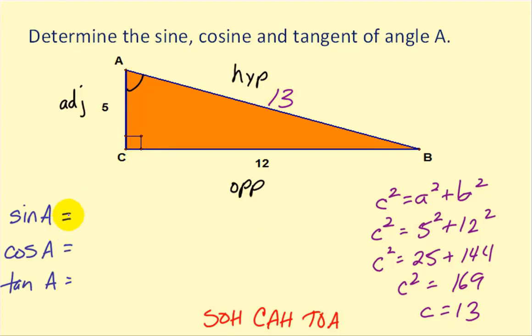So the sine of angle A would be the opposite over the hypotenuse, so 12 thirteenths. The cosine of angle A, again, is the adjacent over hypotenuse, so that would be 5 thirteenths. And tangent of A would be opposite over adjacent, or 12 fifths. And that's it. We found those trigonometric values.